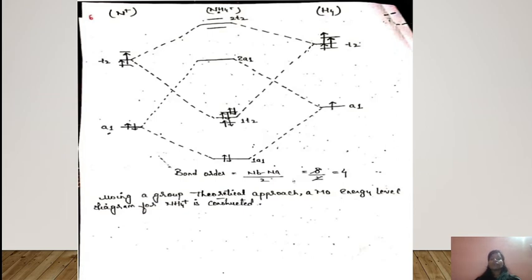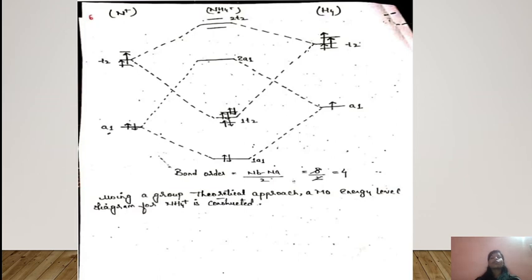The bond order formula is (Nb minus Na) divided by 2. Nb is the number of electrons in the bonding molecular orbitals, which is 8, and in the anti-bonding orbitals it is 0, so 8 divided by 2 is equal to 4. So the bond order of NH4 is 4. That is why the nitrogen atom is surrounded by 4 hydrogen atoms.